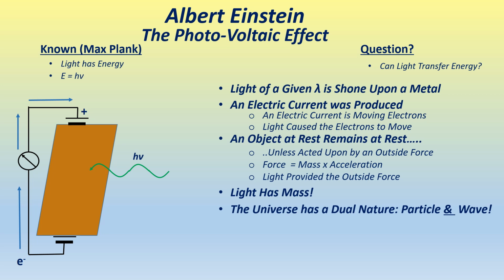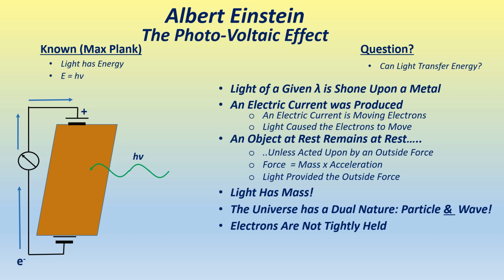Additionally, he produced an electric current. An electric current, as mentioned, is moving electrons. If the rather small force imparted by light was enough to move an electron, that means the electrons themselves were never very tightly held by the nucleus to begin with.